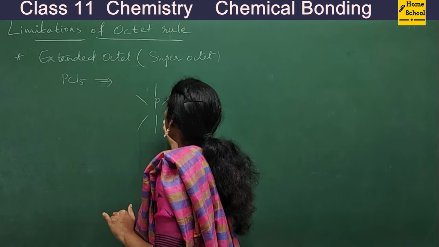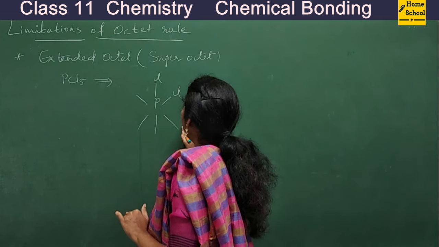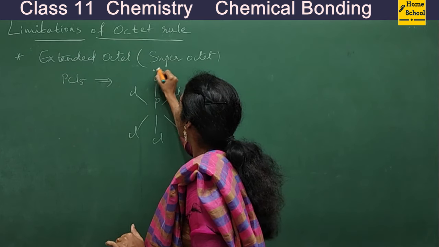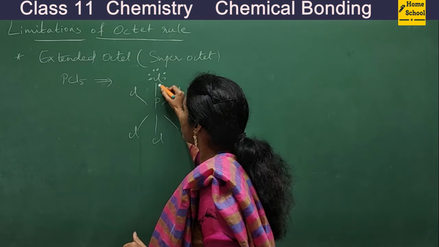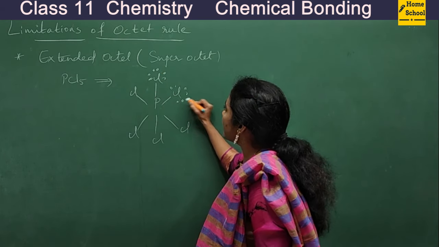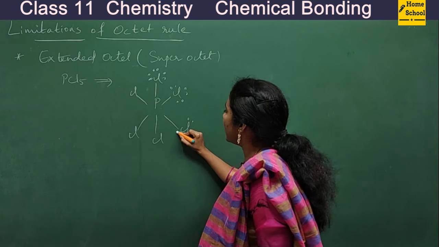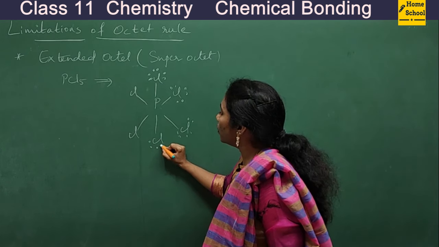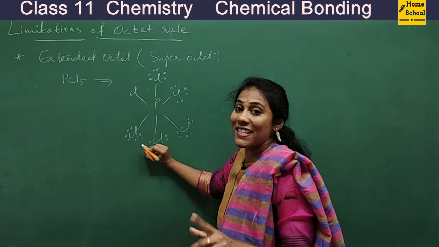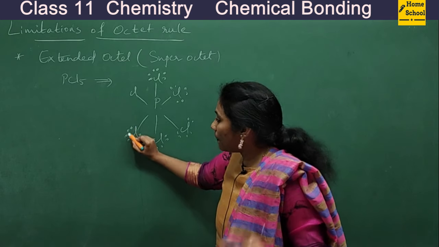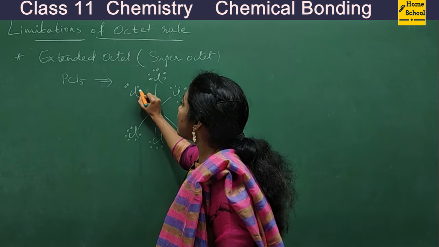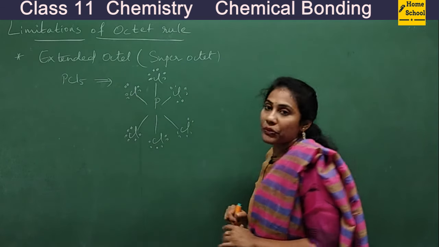There are 5 bonds with 5 Cl's, and each Cl will have 1, 2, 3, 4, 5, 6, 7, 8. So 8 electrons here, 1, 2, 3, 4, 5, 6, so here also 3 lone pairs. Here also 3 lone pairs. You cannot call them lone electrons. These two make one pair, these two make one pair, and these two make one pair. So this is how you will get the dot structure for PCl5.